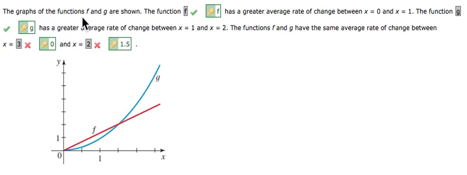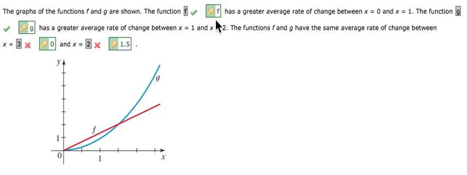Okay, so the graphs of the functions f and g are shown. If we look at f, we see that it appears to be drawn as a linear function. And if we look at g, the blue, it's curved. It's not linear, it's some other kind of function, but it's curved. And since f is a linear function, the average rate of change is the same thing as the slope of this line here.